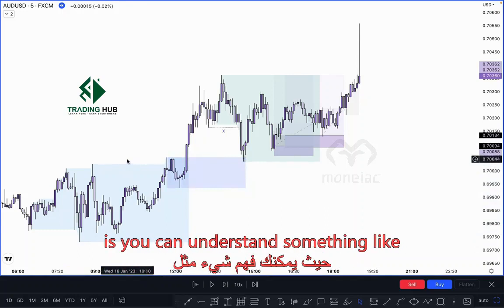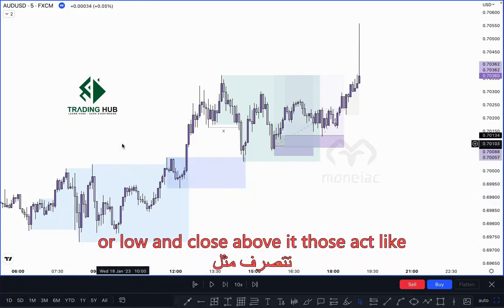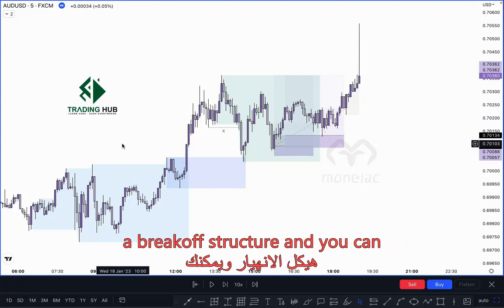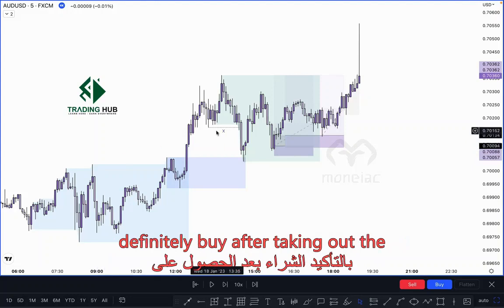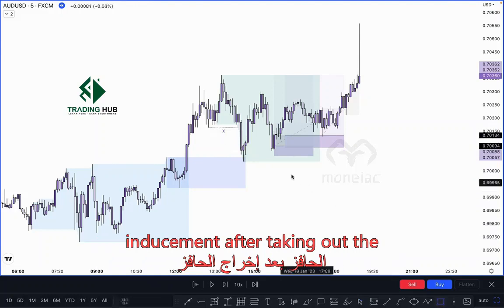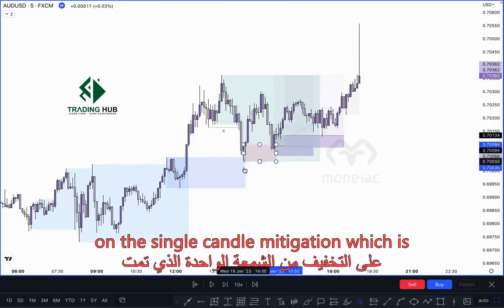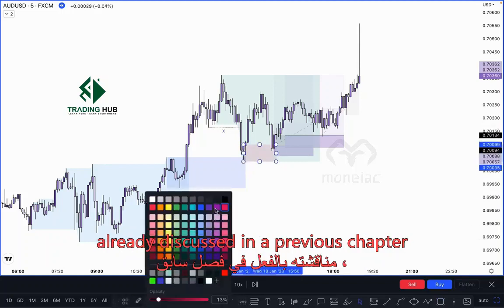You can understand it something like this: when the previous session breaks the high or low and closes above it, those act like a break of structure, and you can definitely buy after taking out the inducement, which is here. After taking out the inducement, this is our entry based on the single candle mitigation, which was already discussed in a previous chapter.